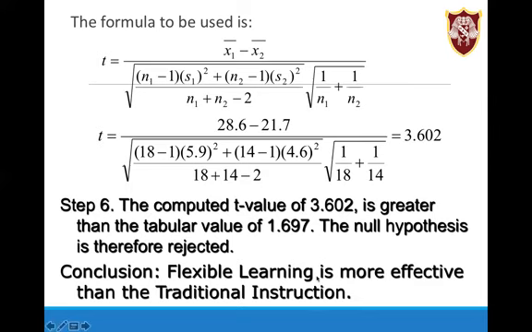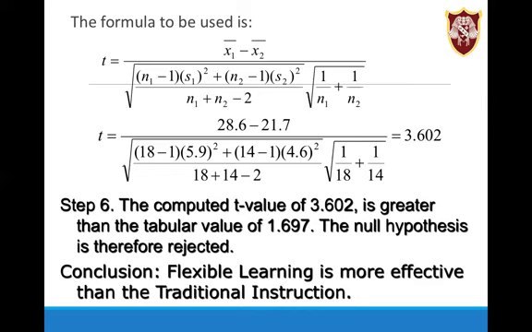So step number 7, the last one, is to state the conclusion, draw the conclusion, and that is based on the hypothesis that is accepted. So since we reject the null, that means we accept the alternative hypothesis. So for our conclusion, we say that flexible learning is more effective than the traditional instruction. Okay, so that is for example number 1.